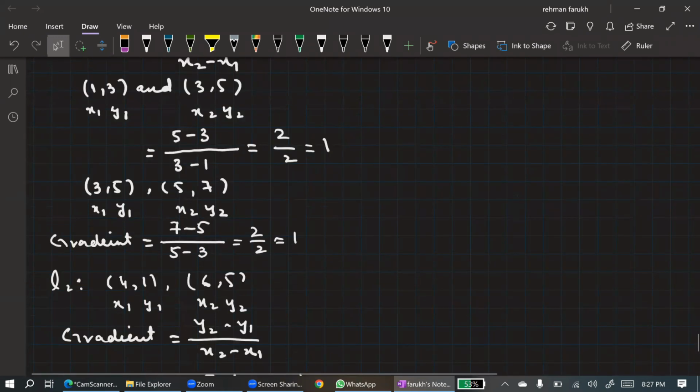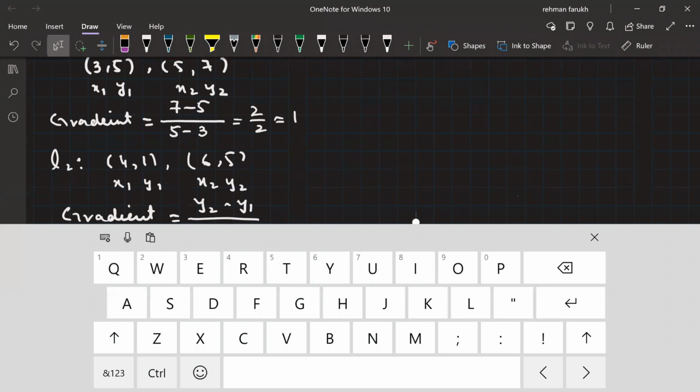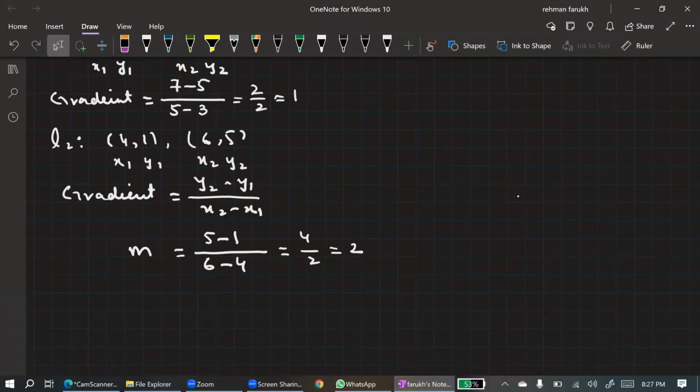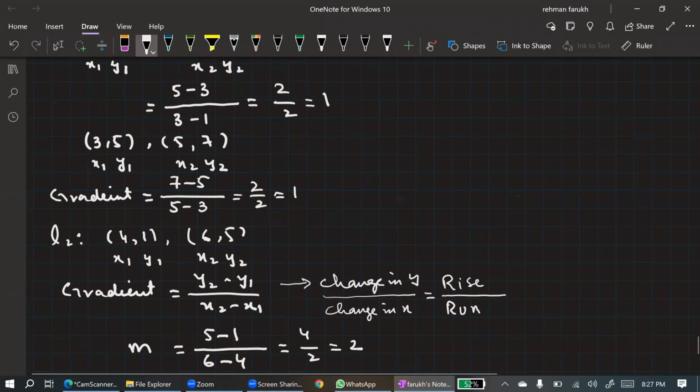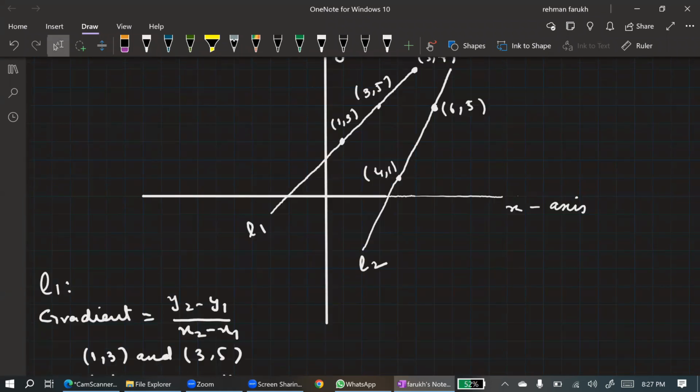Now we can also consider the gradient as change in y over change in x. We can also find out the gradient with the help of the formula rise over run. To find out the gradient with the help of rise over run, we will draw a triangle along the line, just like this.